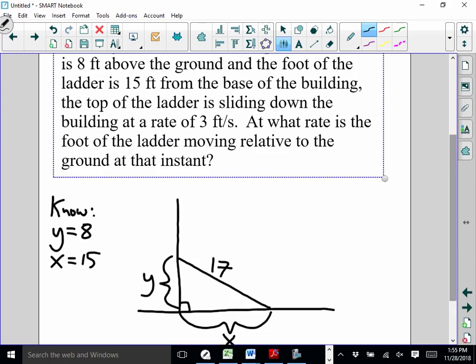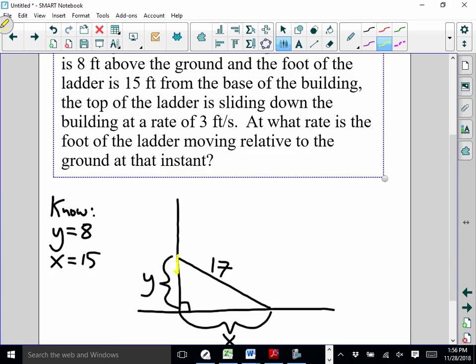And it says the top of the ladder is sliding down the building at a rate of 3 feet per second. So there's our rate. Here's the really important piece. I'm going to use a different color here to help us out. As this ladder is falling, the top of the ladder is going down.